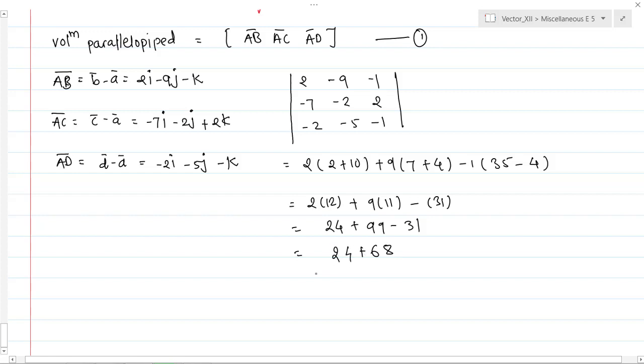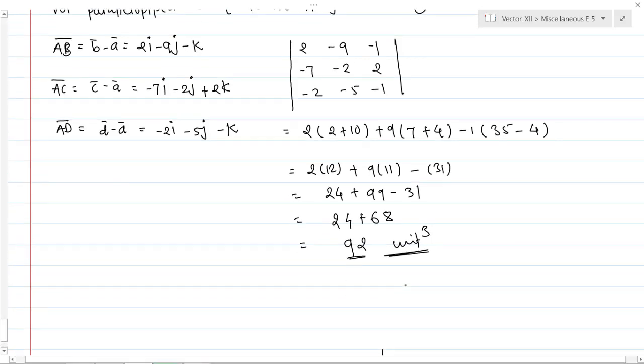So 24 plus 99 minus 31, which is equal to 92. Okay, so your answer is 92 unit cube. So this is the volume of the given parallelepiped. I hope it is okay.